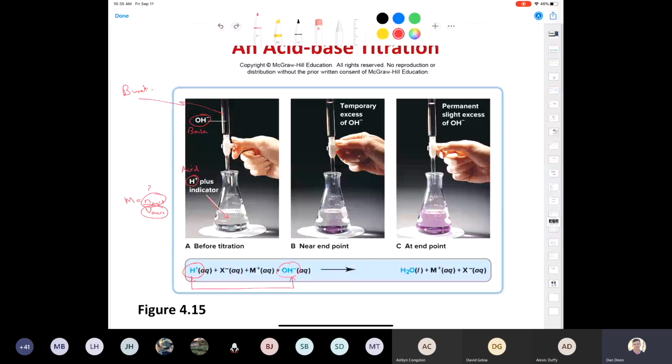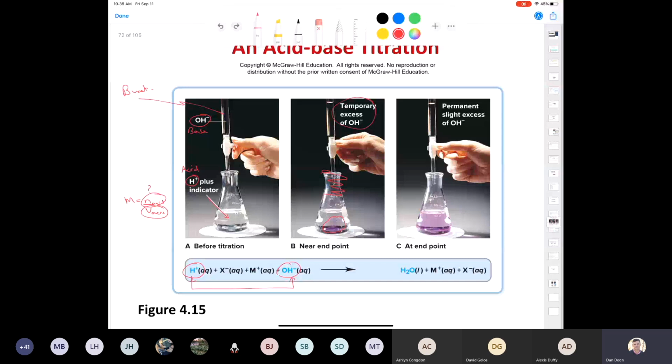So you add sodium hydroxide, or your hydroxide base, very slowly, and you can see how it's a little bit pink down here. You would swirl that around until it goes clear again. Then you keep adding base until the pink color stays. You want a slight excess of hydroxide. And that's called the end point.